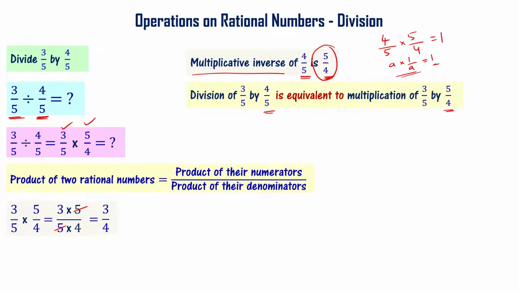Now, can I say that 3 by 4 is a rational number? For that reason, can I say that division is also closed? Division of rational numbers is also closed? No. The reason for that is, look at this problem.